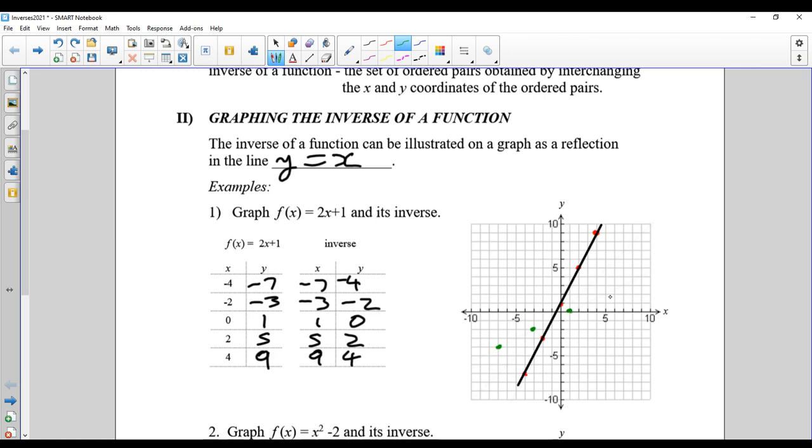5, 2. And 9, 4. Okay. And let's try to put a line on that. Maybe a dotted line for the inverse. So it's also a line. Actually, this line could use a little work. Okay, there we go. And before I hear anything from anybody, let me put some arrows on these lines.